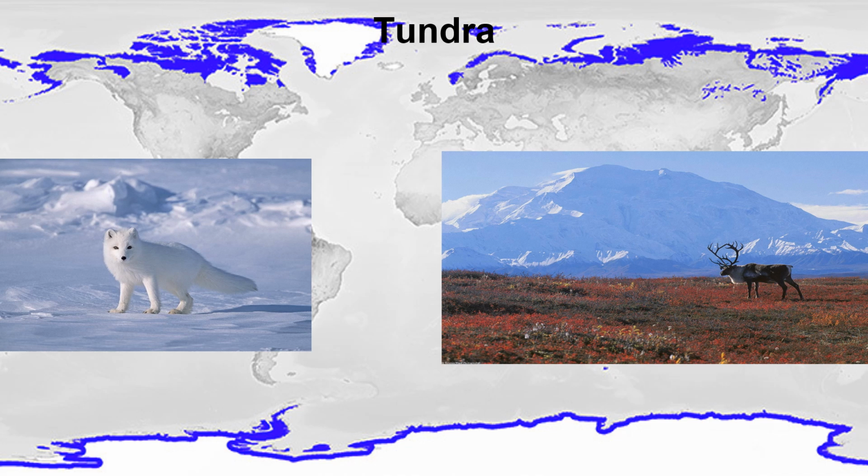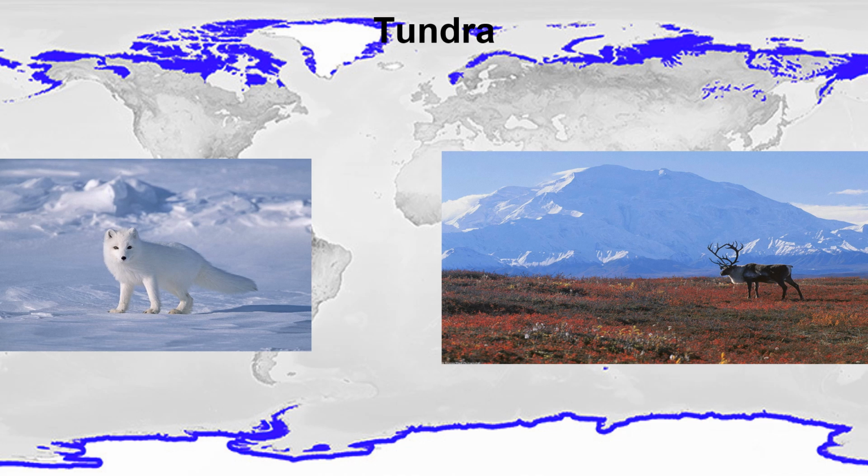There's very little rainfall in the tundra. It rains less than 10 inches a year. Winters here are long and summers are short. Sometimes they last for only 6 to 10 weeks. In the winter, the temperature can reach up to negative 50 degrees Fahrenheit, and we think our winters are bad.